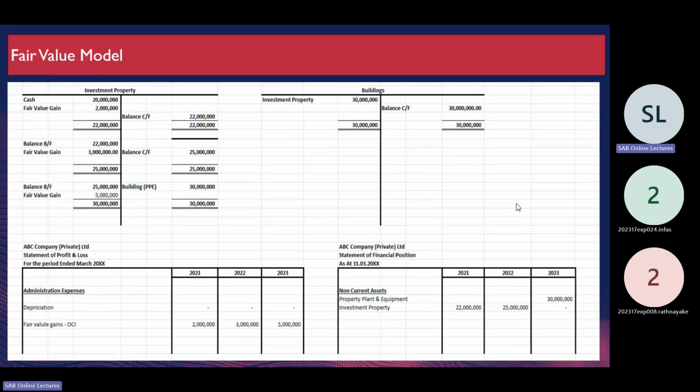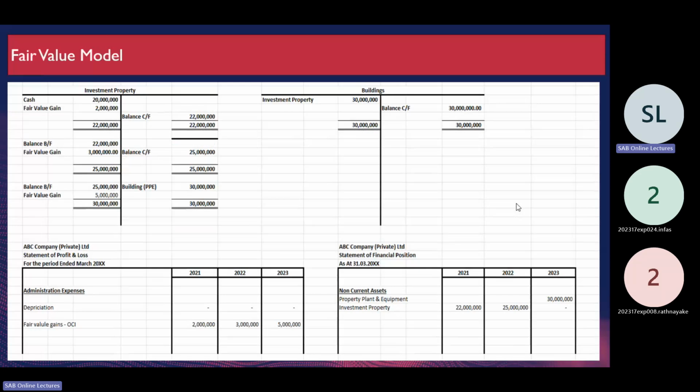The second one is the fair value model. We can initially recognize the purchase amount of this property, and each year we can revalue this property to its fair value amount. Then we can present the statement of profit and loss for the period ended March each year, and the fair value gains are 2 million, 3 million, and 5 million.